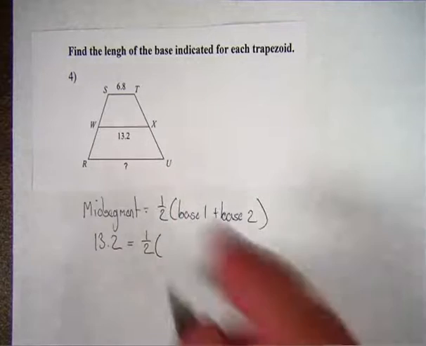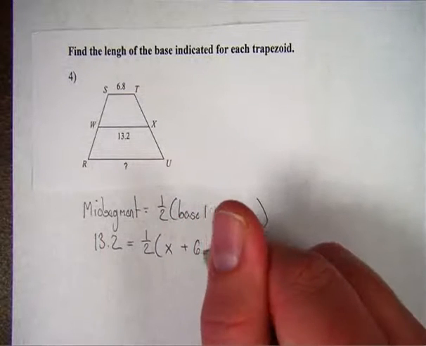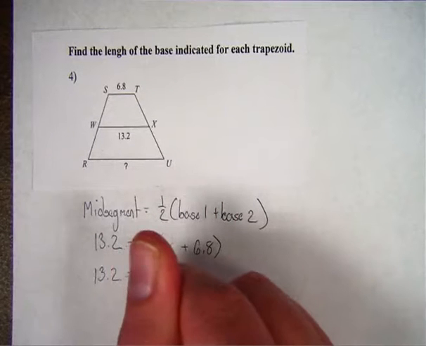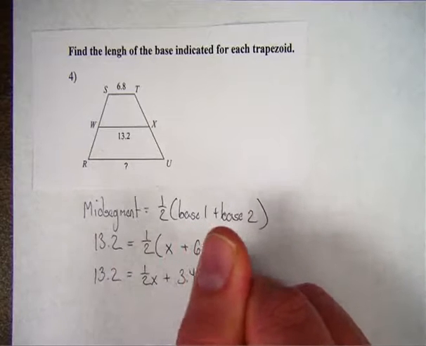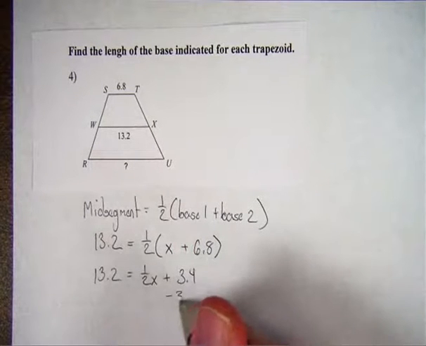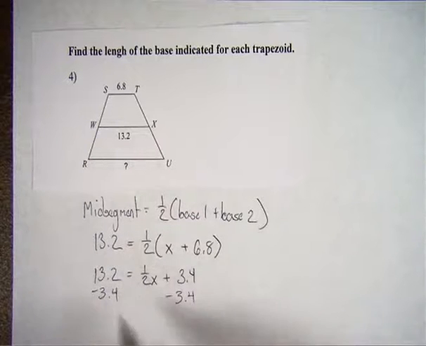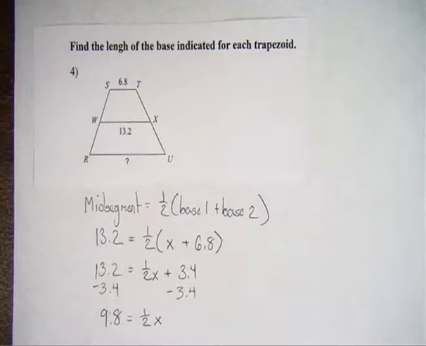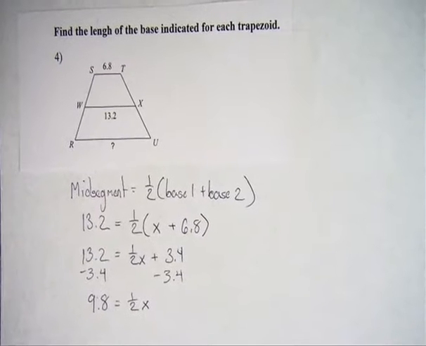Base 1 we'll call RU, so we don't know what that is. Base 2 would be 6.8. And now I can distribute all of that. So I get 1/2 x plus 3.4. Now I can subtract 3.4 from both sides. And that is going to give me 9.8 equals 1/2 x.